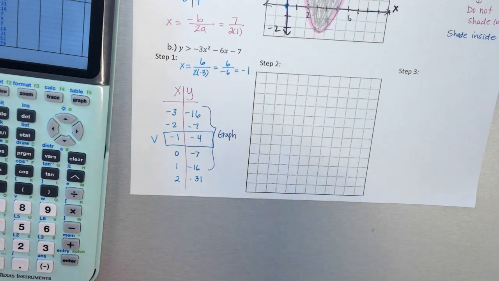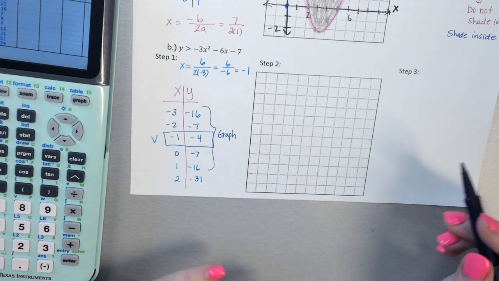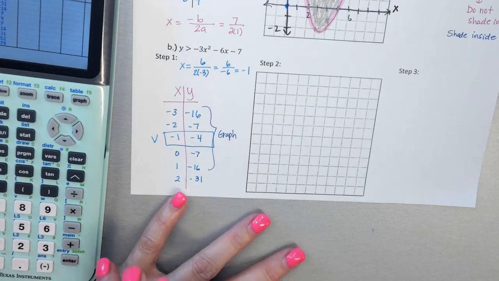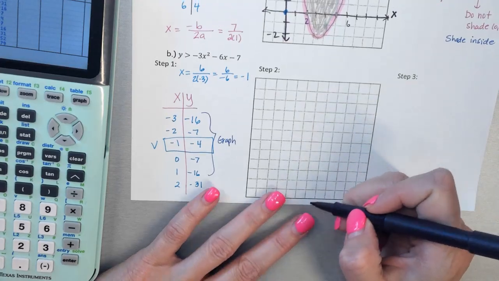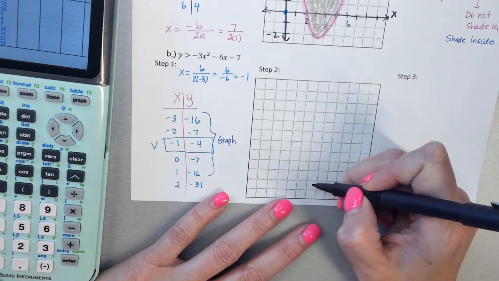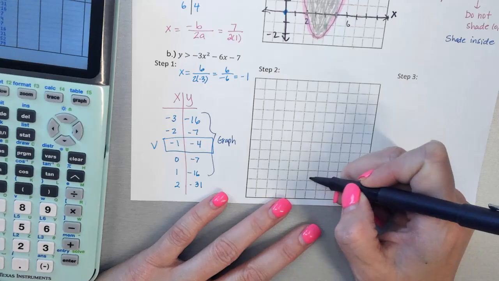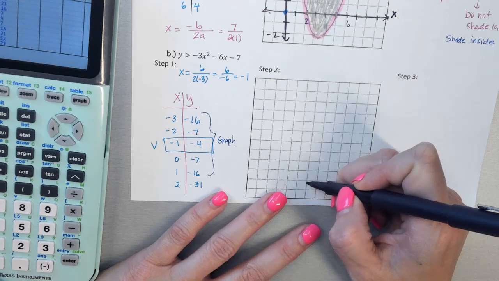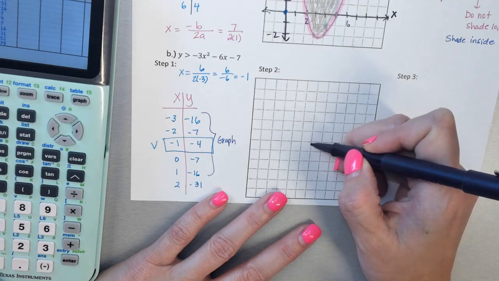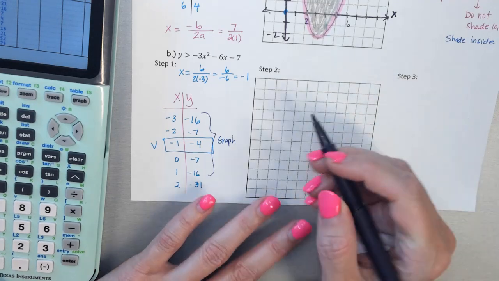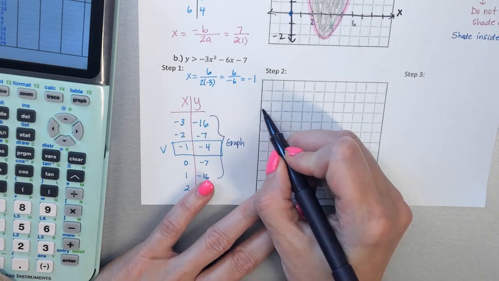And when you are creating the axes, just look and see what you have. So I want to go to negative 16, right? I'm going to say, okay, negative 16. I'm going to have to go by 2's. So 16, 14, 12, 10, 8, 6, 4, 2, 0. So I can put this here.